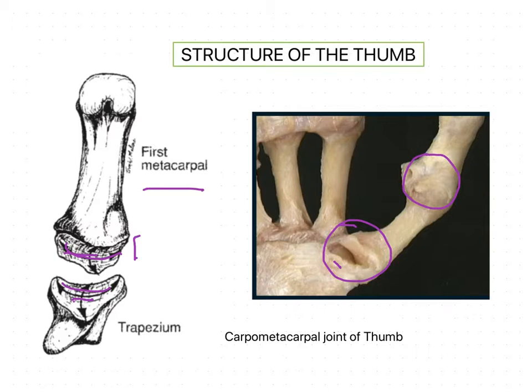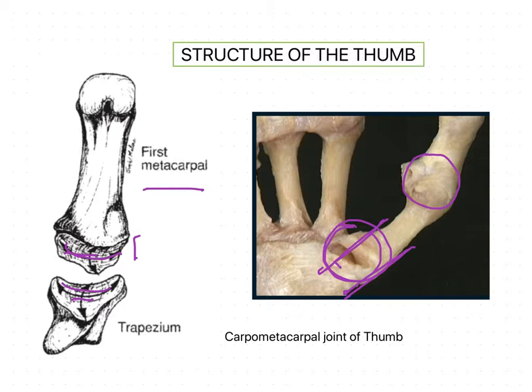If you see the ligaments of this joint, we have discussed the remaining carpometacarpal joints. Same like that, this joint also has a capsular ligament which surrounds the joint, and a lateral ligament, an anterior ligament and a posterior ligament. The capsular ligament is generally thick but loose, and it is thickest dorsally as well as laterally.